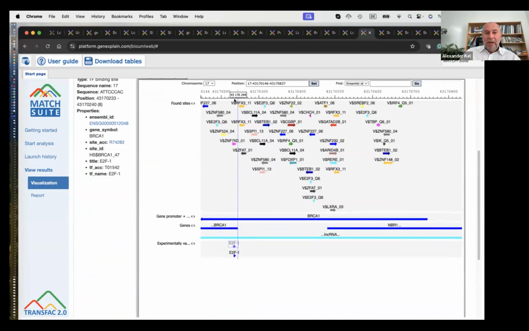You see, there is no ETF binding site predicted here because we selected a particular condition. In that particular condition, the ETF binding site may not be relevant, although it's present in the TRANSFAC database, and if you would select a different condition, we may find this binding site here.